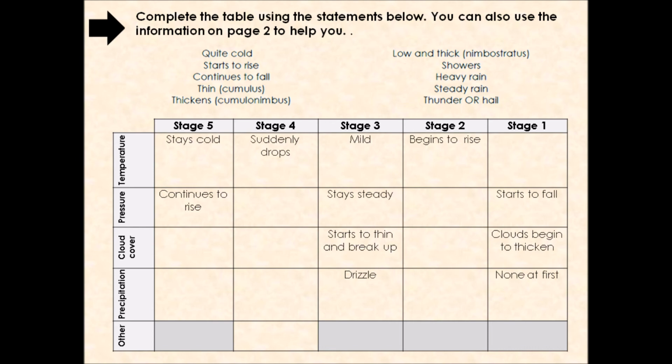So you now need to complete the table using the statements that you're seeing on the screen, and also referring back to the previous content we've just covered in the video, as well as the previous pages on those worksheets provided. I need you to fill in as many of those empty boxes as possible to show the different atmospheric conditions of the passage of a depression. So a couple of minutes to do that, and then we'll check them through.